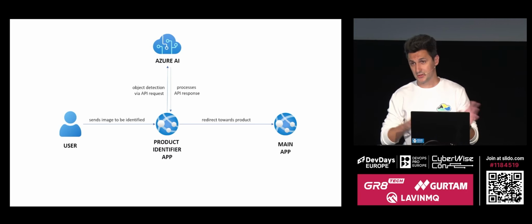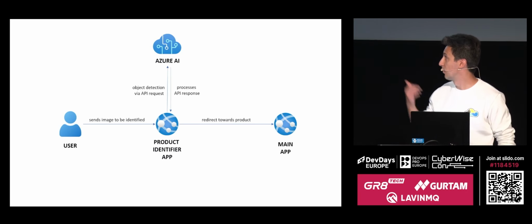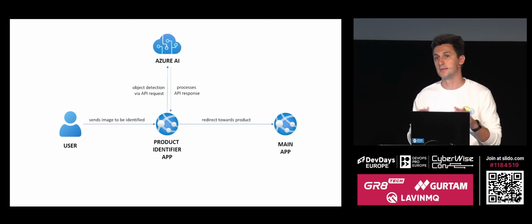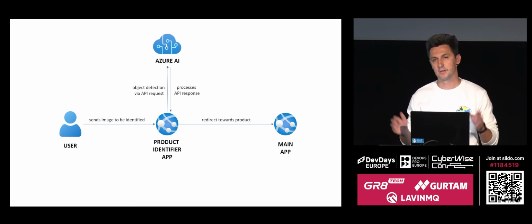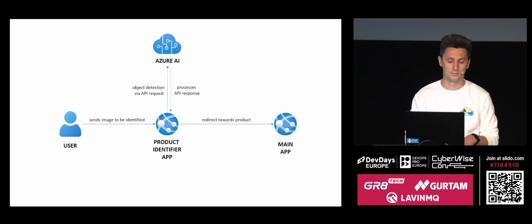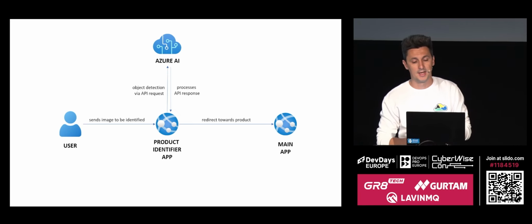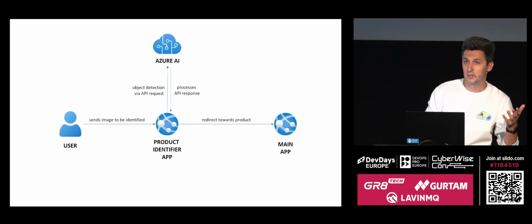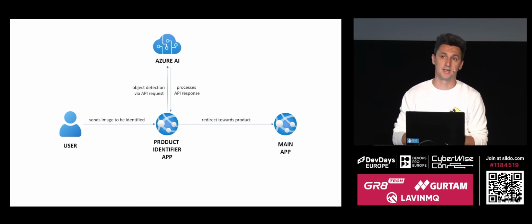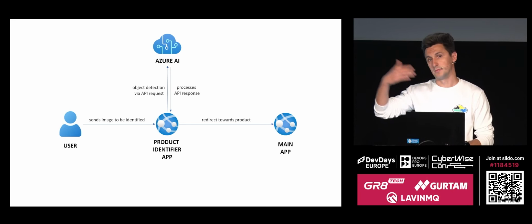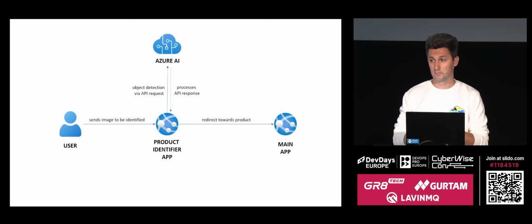Just to show you a quick idea of what we're going to build and how it's going to look, the simple solution that we're going to present today basically looks like this. We're going to have a very simple application, the product identifier application that you see here. Some user is going to upload an image, and once that image is uploaded, Azure does its magic and tries to identify what product that is. If that product is identified, it will make a redirect towards an e-commerce website.